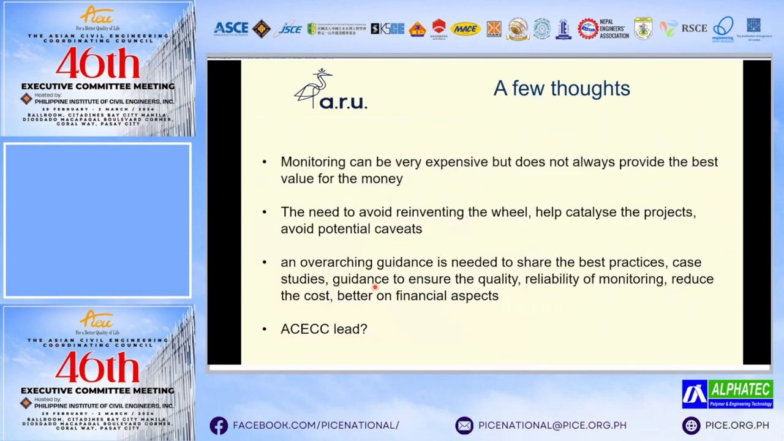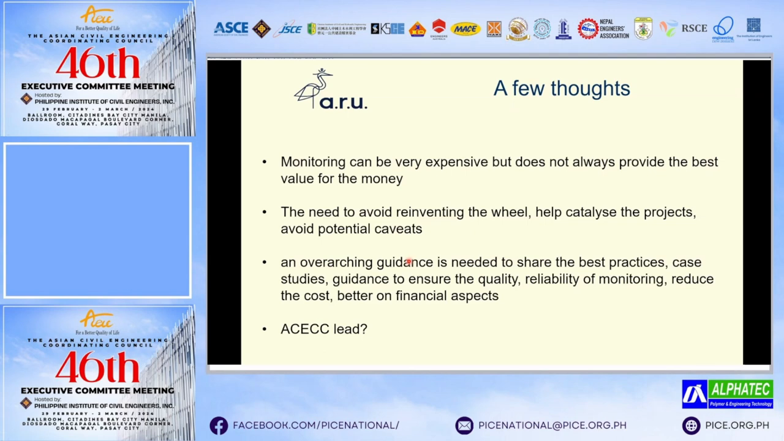And again, from this project, there are a few thoughts on the role of ACECC and Technical Committee TC-28. The monitoring scheme, you can imagine, can be very expensive, but that is nothing about this project. But without thorough and clear guidance, expensive doesn't mean it's the best value for money.